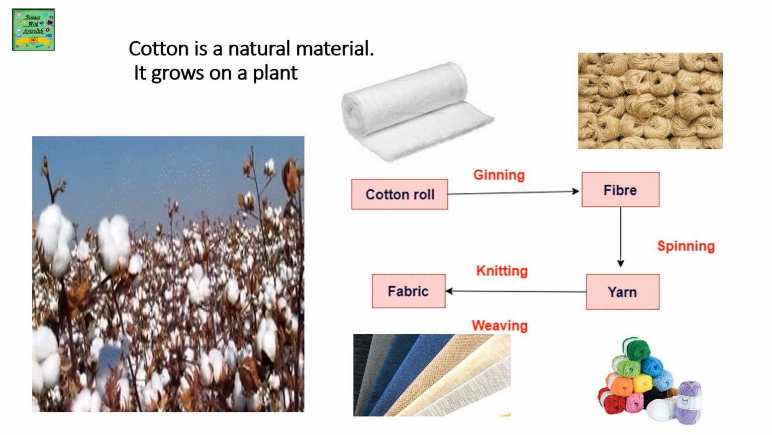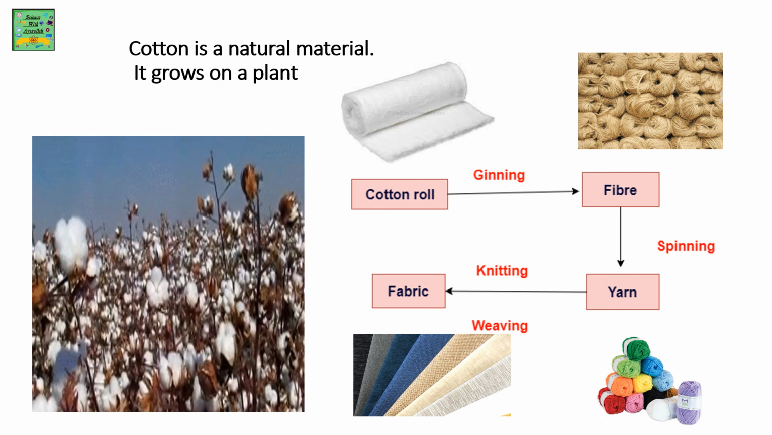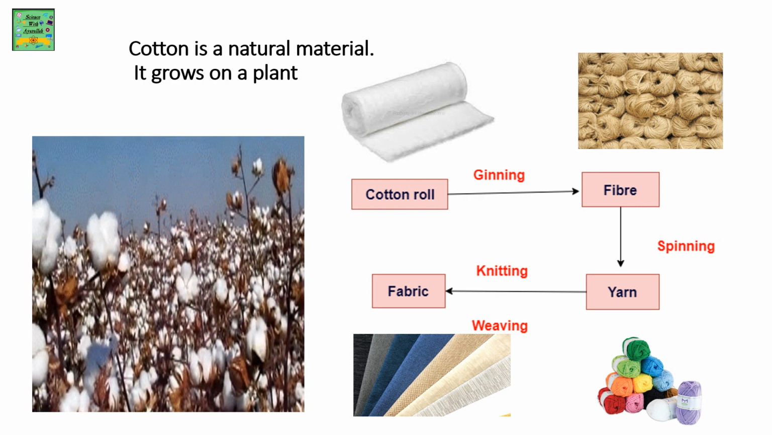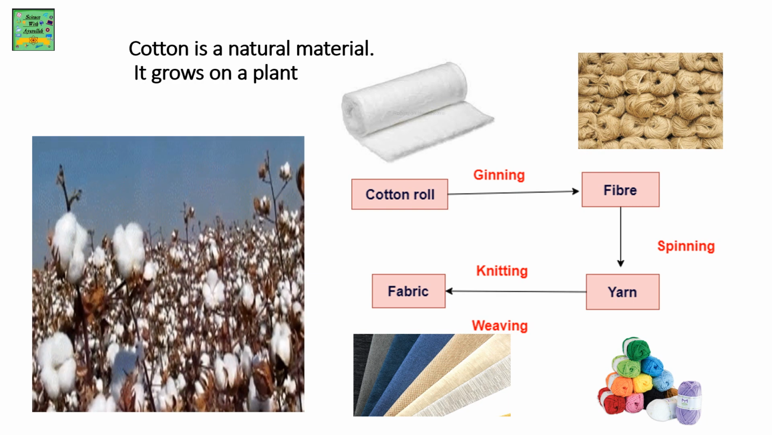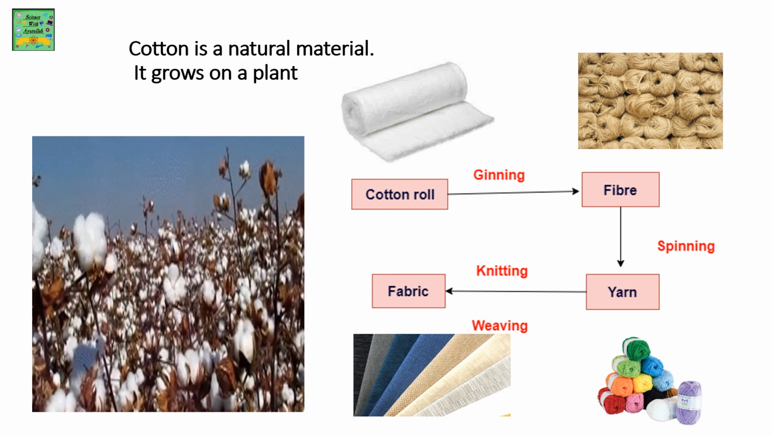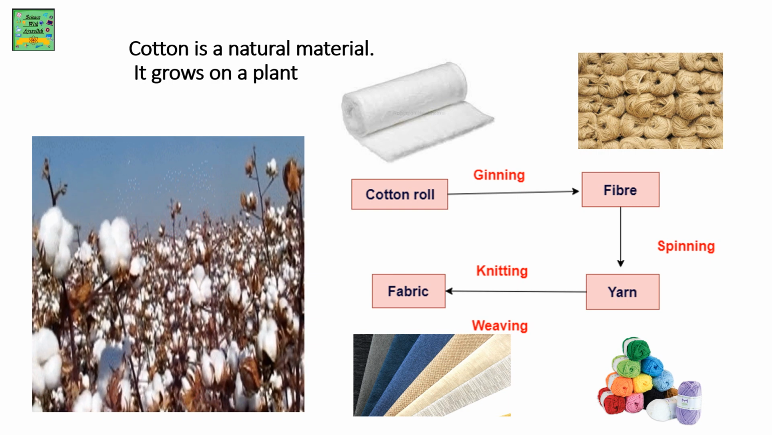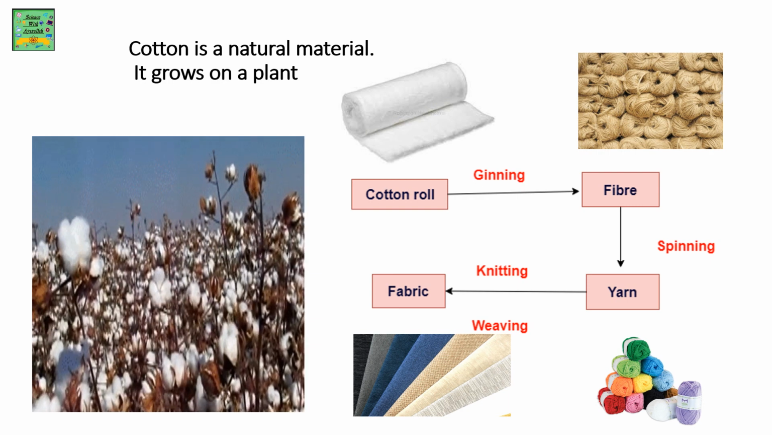Cotton is a natural material. It grows on plants. Cotton roll undergoes ginning to form fiber. Fiber is spun to form yarn. Yarn is knitted or woven into a fabric.